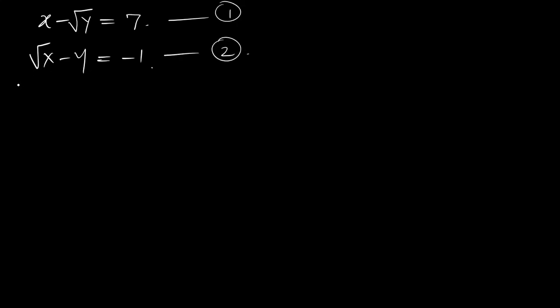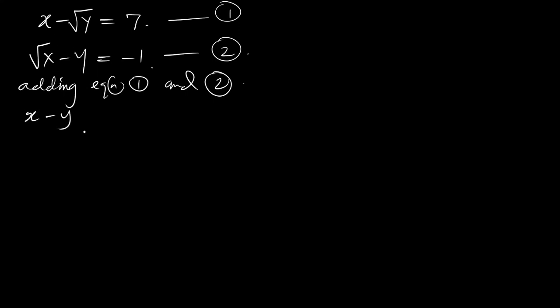Now we can add equation 1 and equation 2. If you add these two equations, you have x minus y plus the square root of x minus the square root of y equal to 6. So what I did was to bring the radicals together.